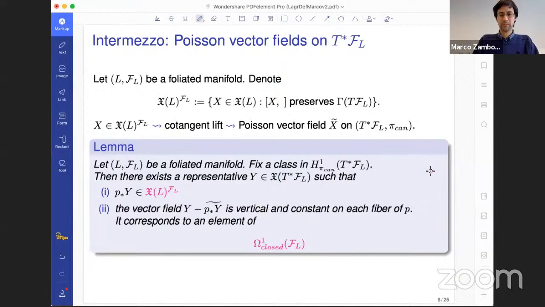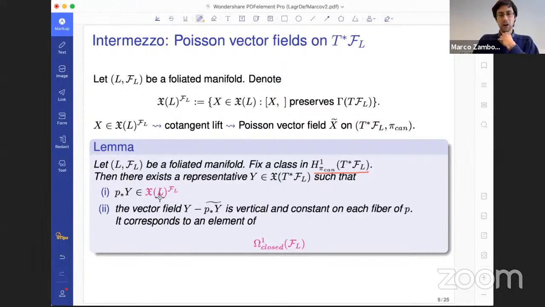Okay, so this is a statement about classes in the first Poisson cohomology, because, well, I'm interested in the modular Poisson vector field, so I want to understand how this behaves. So the statement is that given such a class, you can find a representative, a Poisson vector field, which is nicely behaved in the following sense.